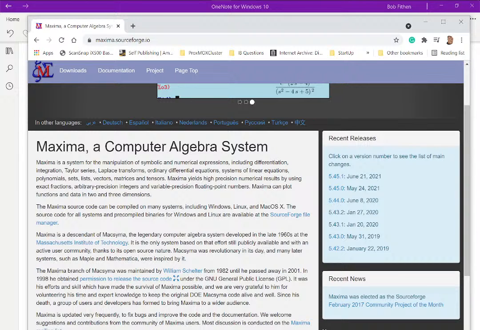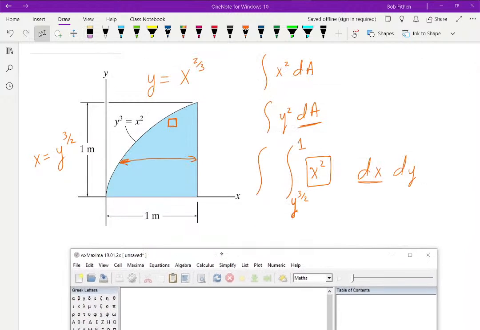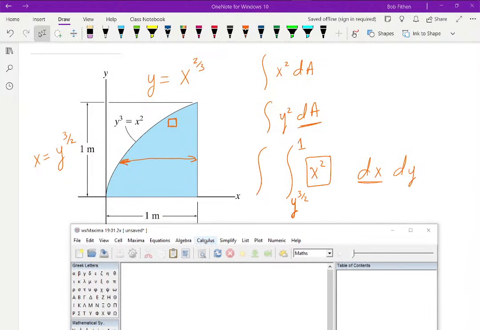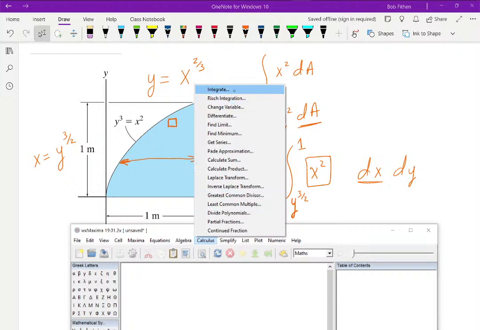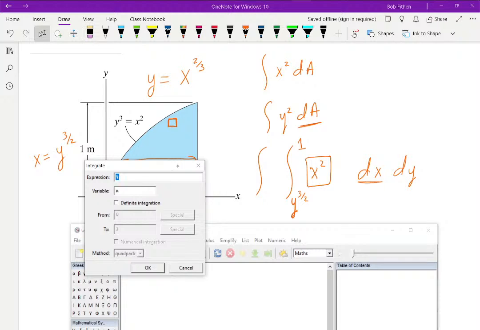I use it because years ago there was a problem and the other methods did not work and this one did. So let's look at this. Let's say calculus, integrate. Now what it's asking is what do you want to integrate? And do you want to do a definite integral?